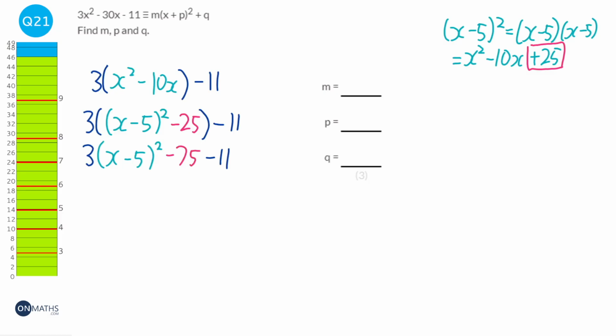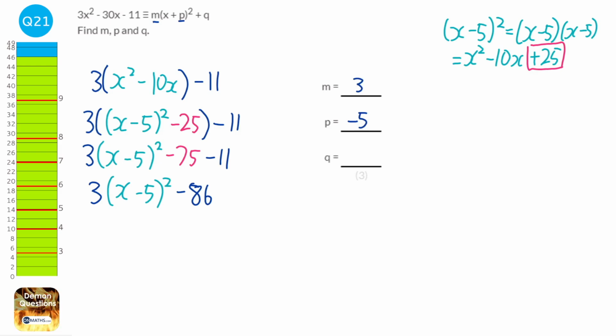Okay, and we're very, very close to finishing. All we need to do now is sort out the minus 75 and the minus 11. And when we subtract those two, we get minus 86. Now the m part is going to be 3, the p part inside the bracket is going to be minus 5, and the q part is going to be minus 86.